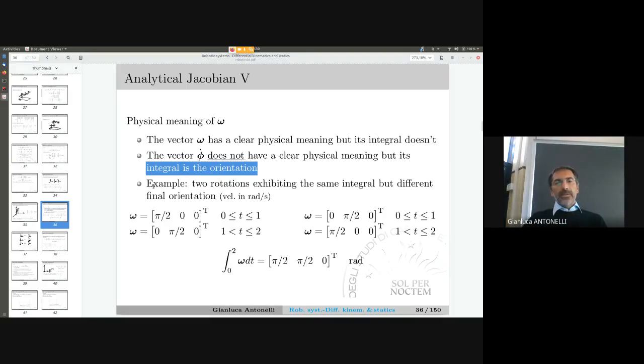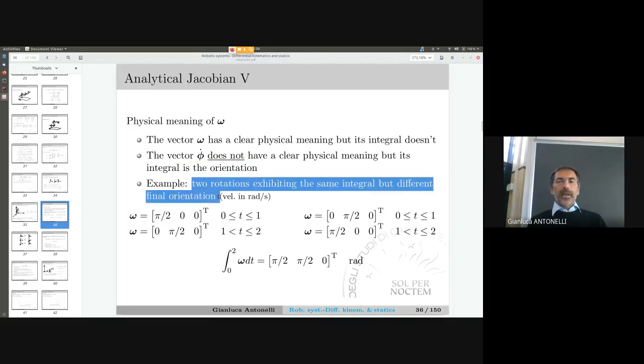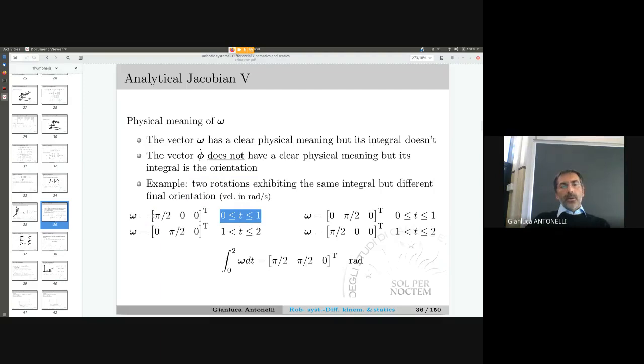A simple example is the following: just two rotations with the same integral but different final orientation. So the same integral mathematically. Let us consider first a rotation of 90 degrees around Z for 1 second, followed by a rotation of 90 degrees around Y for 1 second. And then we just reverse the axes around which we make the rotation of 90 degrees for 1 second. If I make the integral of this angular velocity, the integral is actually the same. I rotated 90 degrees around X and Y, this is the integral. However, if I physically apply those two rotations, this is what I obtain.